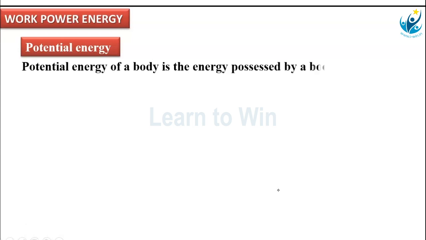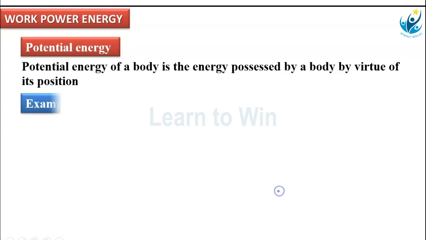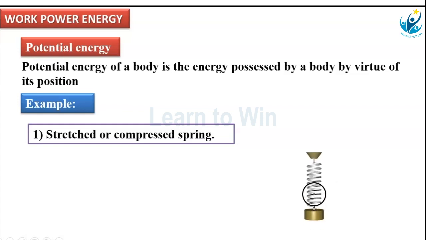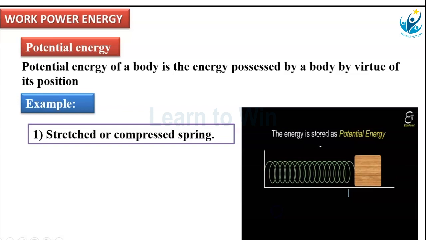Statement of potential energy. How is potential energy stated? The potential energy of a body is the energy possessed by a body by virtue of its position. Now, examples. The first one is a stretched or compressed spring. Observe here, stretching of the spring, compressing of the spring. Whatever energy is stored in the spring is potential energy. Here, the energy is stored in the form of potential energy.